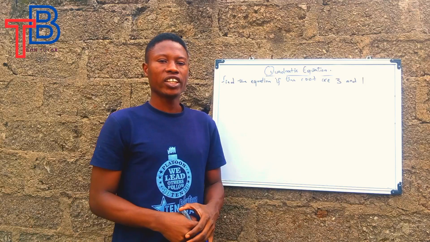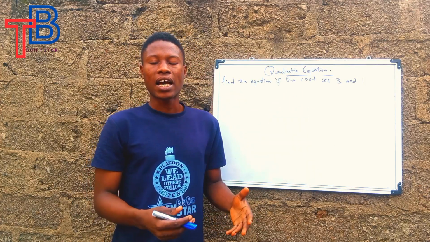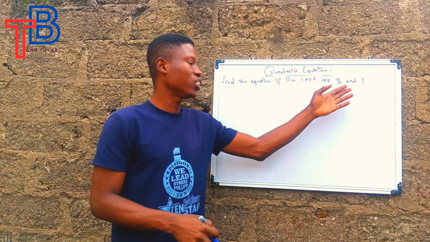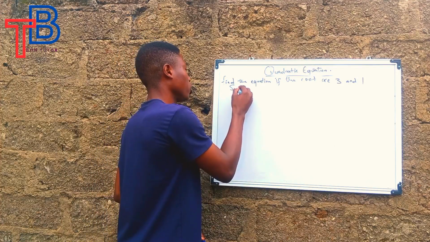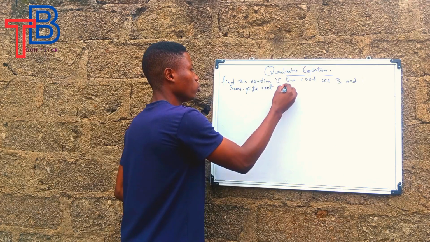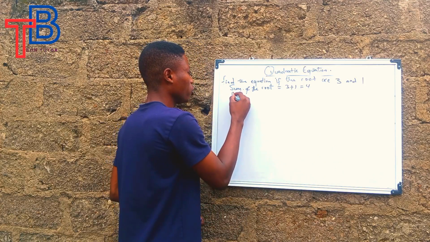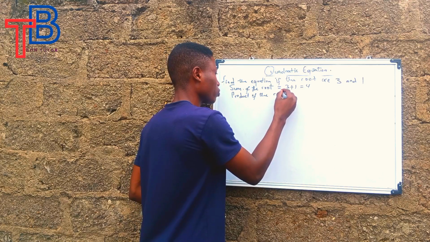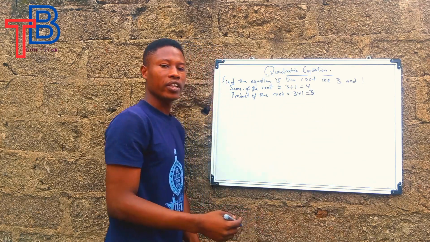So we have a question here. The question says we should find the equation if the roots are 3 and 1, which means the answer you get if you solve the equation is 3 and 1. The first thing we need to look for is, let us find the summation, the sum of the roots, which equals 3 plus 1, which equals 4, and the product of the roots, which equals 3 multiplied by 1, which equals 3.